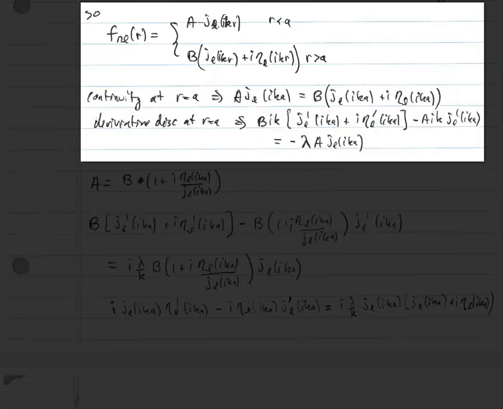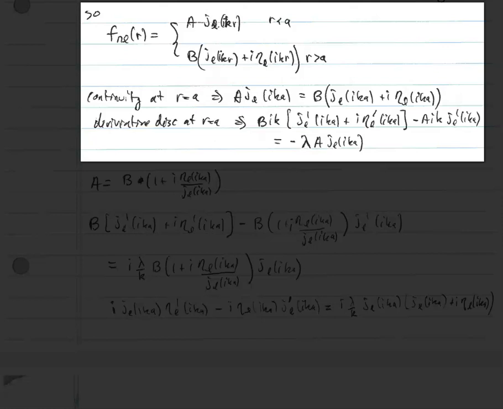Now, continuity at r equals a just tells us A j_l of ika is equal to B times (j_l of ika plus i eta_l of ika). And then when we calculate the derivative, we're going to get B times ik times (j_l prime of ika plus i eta_l prime of ika) minus A ik times j_l prime of ika will equal minus lambda A j_l of ika.